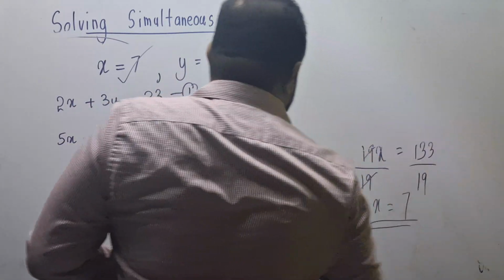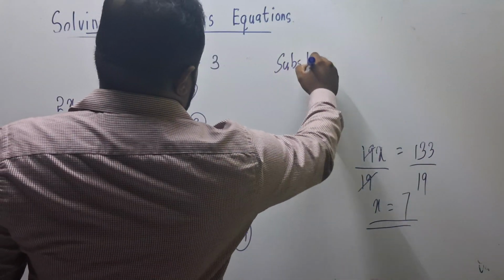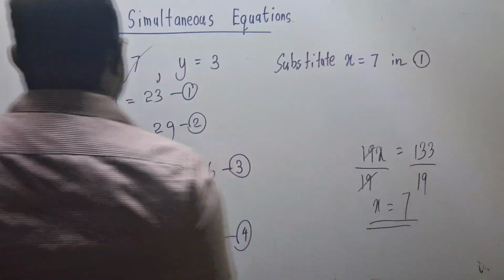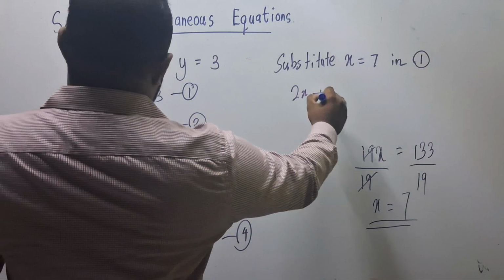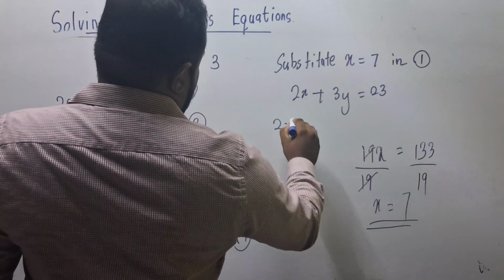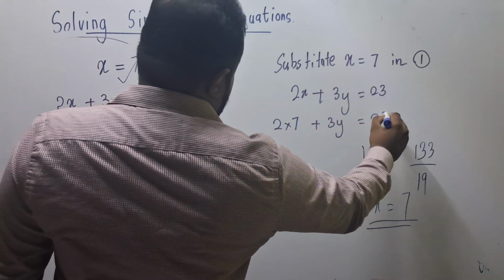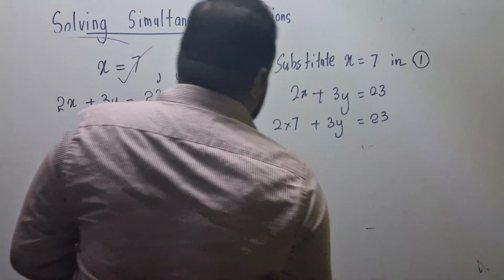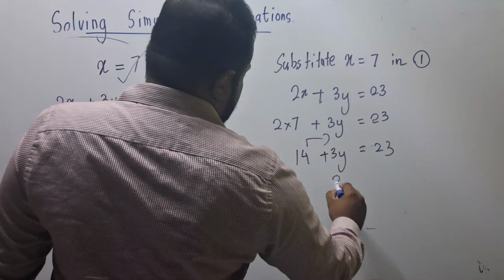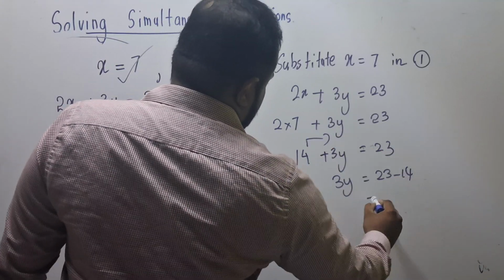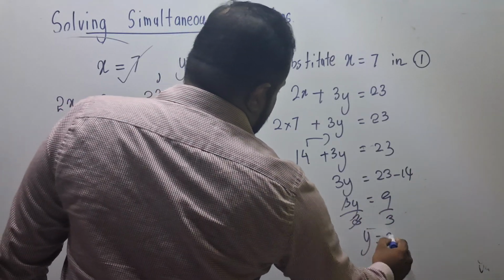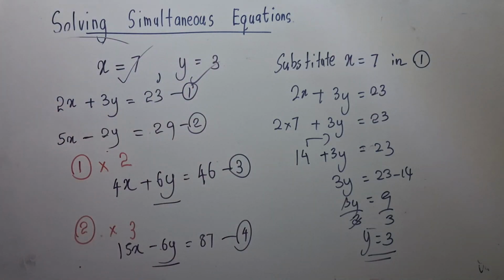Substitute x equals 7 in equation number 1. 2x plus 3y equals 23. For x I use 7. 2 times 7 plus 3y equals 23. What is 2 times 7? 14. 14 plus 3y equals 23. Send 14 to the other side. 3y equals 23 minus 14, which is 9. Divide both sides by 3. You will get the y value as 3, as I discussed before. Okay.